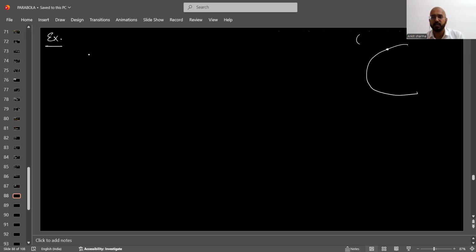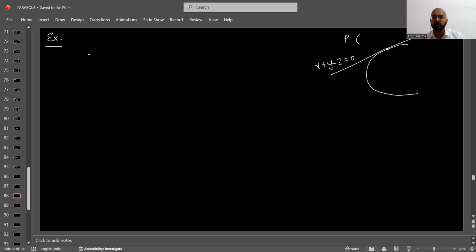Okay, you can take any point. I'll be just taking the equation of tangent at this point instead. So let the equation of tangent at this point, suppose I'm taking, just for simplicity, x plus y minus 2 is equal to 0. Suppose this is my tangent at the point P.